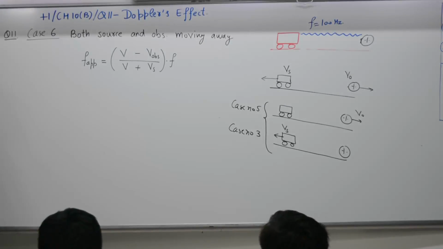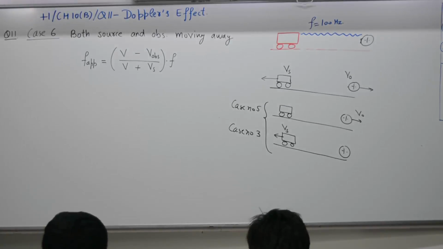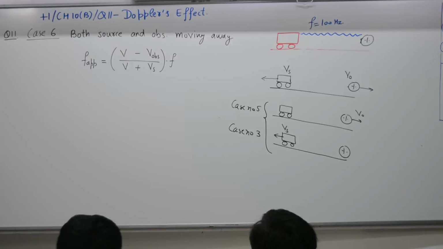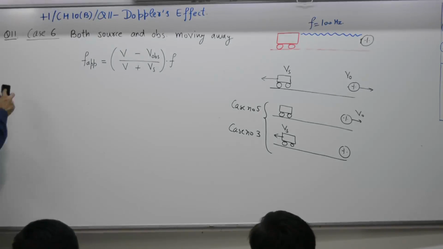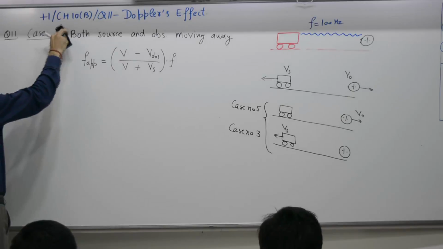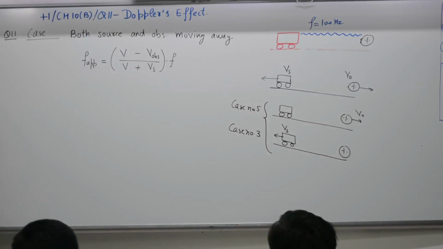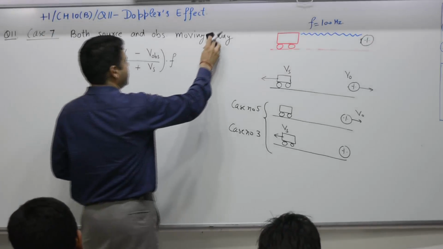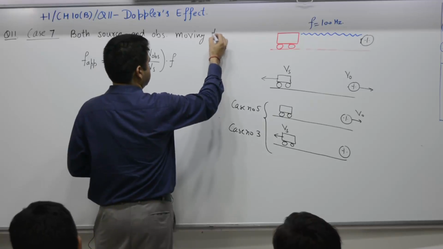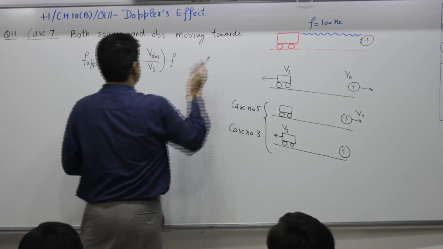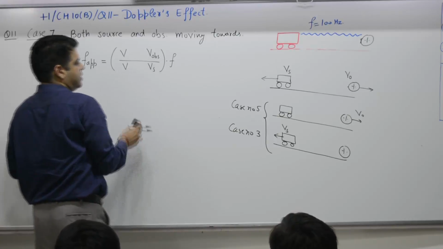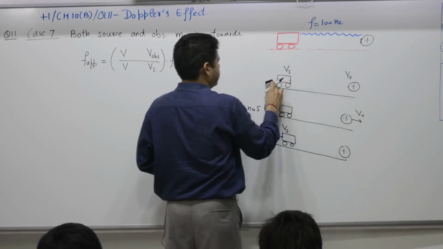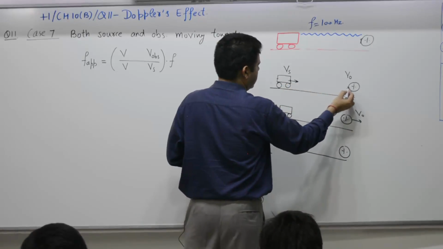2 minutes with you to write. Correction is required in the notes. Case number 7. Both source and observer are moving towards each other. Again, the diagram is source and observer moving towards each other.